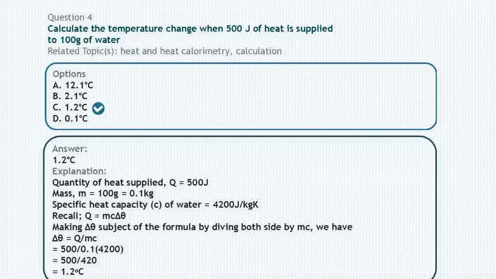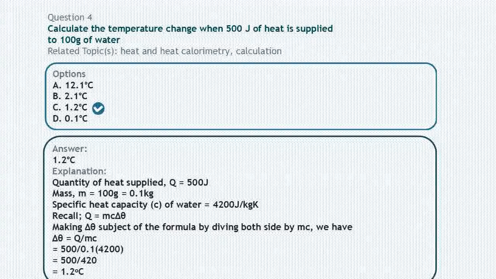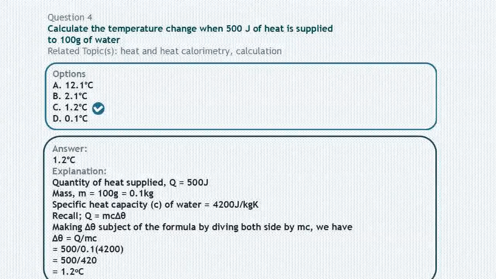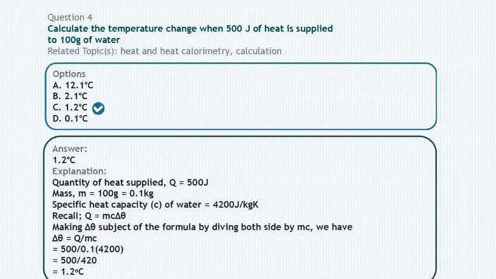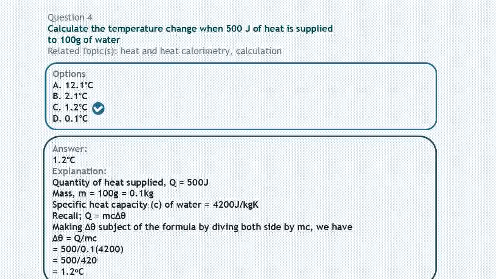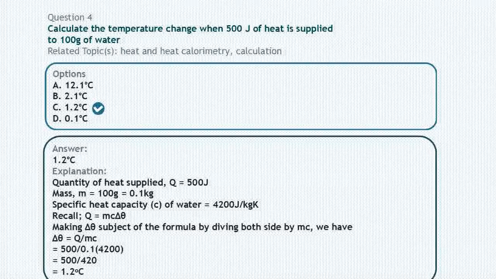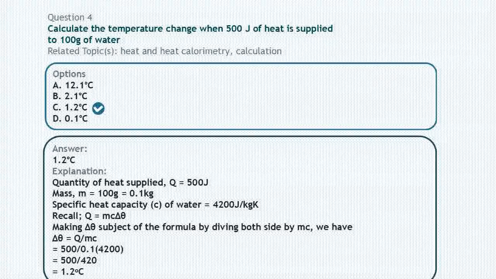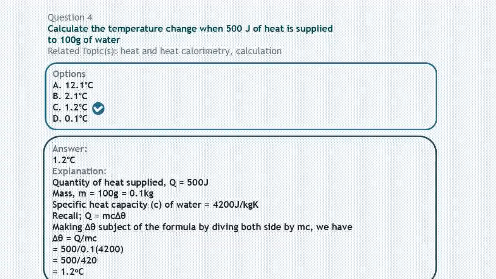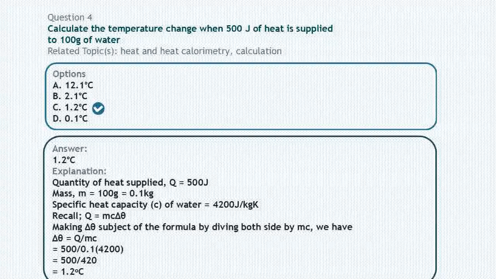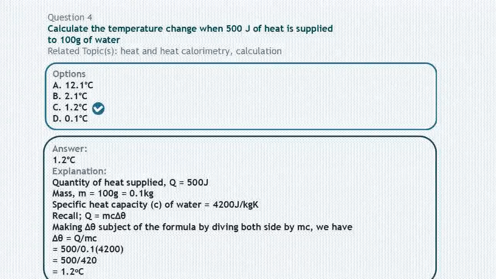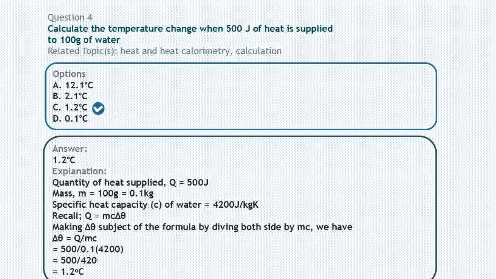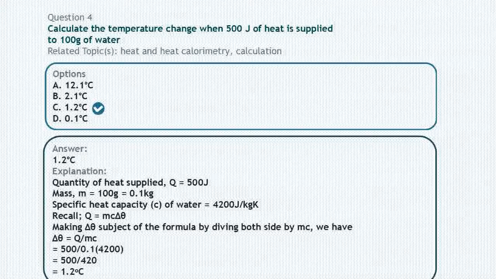So the Q here, quantity of heat supplied, is 500 joules, as we have from the question. 500 joules of heat is supplied. So you have 500 divided by the mass of the water, which is 0.1, multiplied by the specific heat capacity of the water, which is 4200. 0.1 times 4200 is 420. So I'm going to have 500 divided by 420, and that is 1.2 degrees Celsius. So this is the rise in temperature. And we say it is a rise in temperature because this is positive.